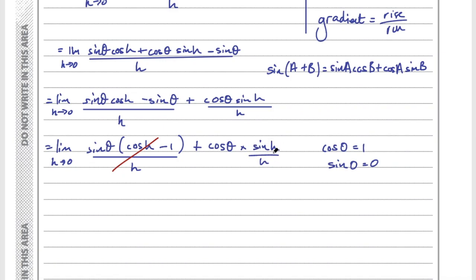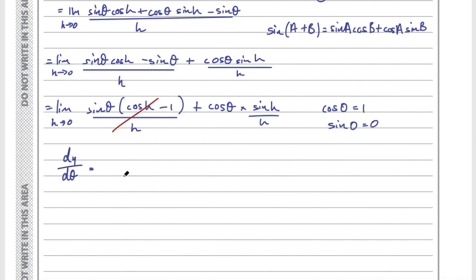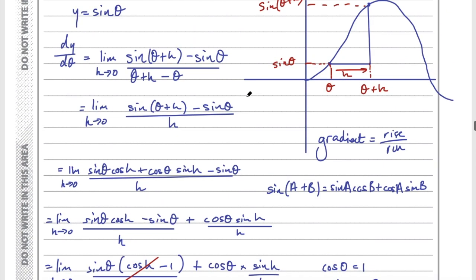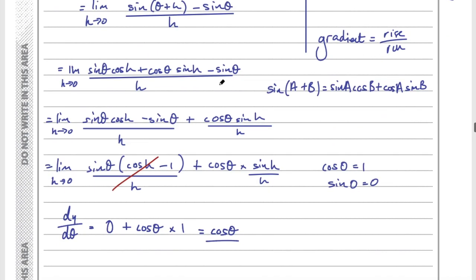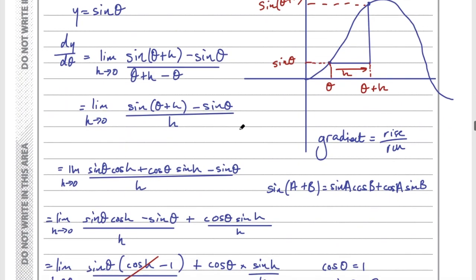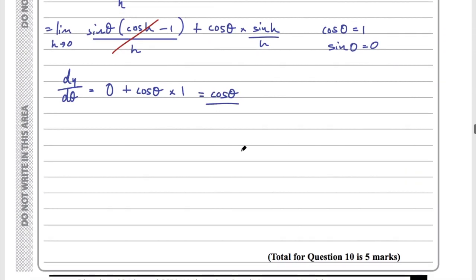So this turns into 1. So therefore we can say the derivative will be 0 plus cosine theta times 1, which is just cosine theta. And so we have proven that the derivative of sine theta is cosine theta from first principles. And that was for 5 marks.